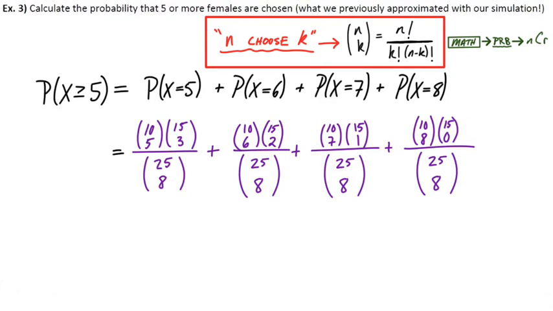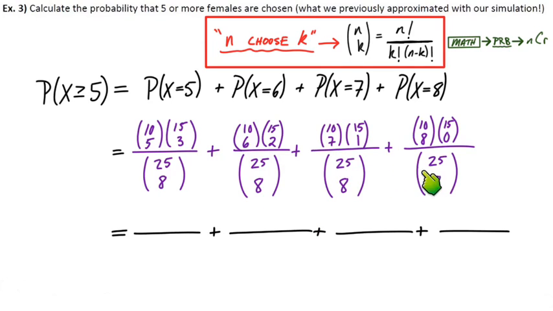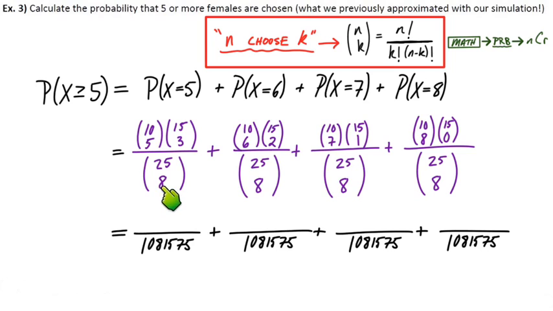Okay, so for each one of these fractions, the number on the bottom is going to be the same. How many different groups of 8 can we pick from those 25 pilots? And I told you it's a pretty big number, 1,081,575. So that's at the bottom of our fraction for each one of these. And that represents all the different combinations of 8 pilots that we could choose out of that group of 25 pilots. Okay, and then the numerators, you'll notice they get smaller.